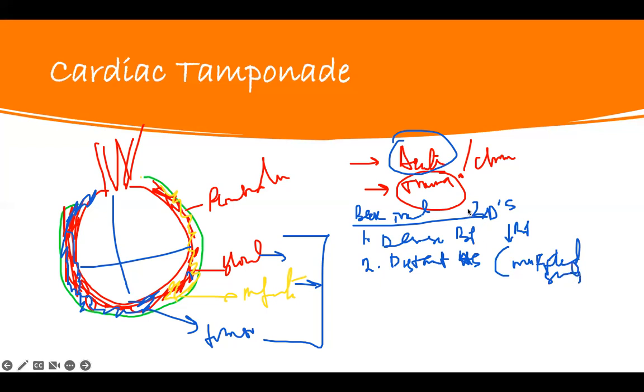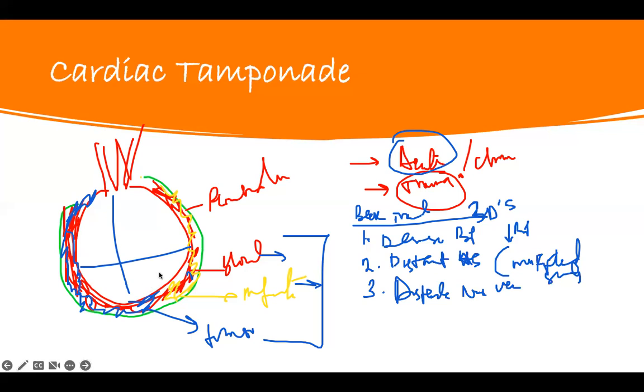But to remember the 3Ds: decreased blood pressure, distant heart sounds, and then the third one is distended neck vein.